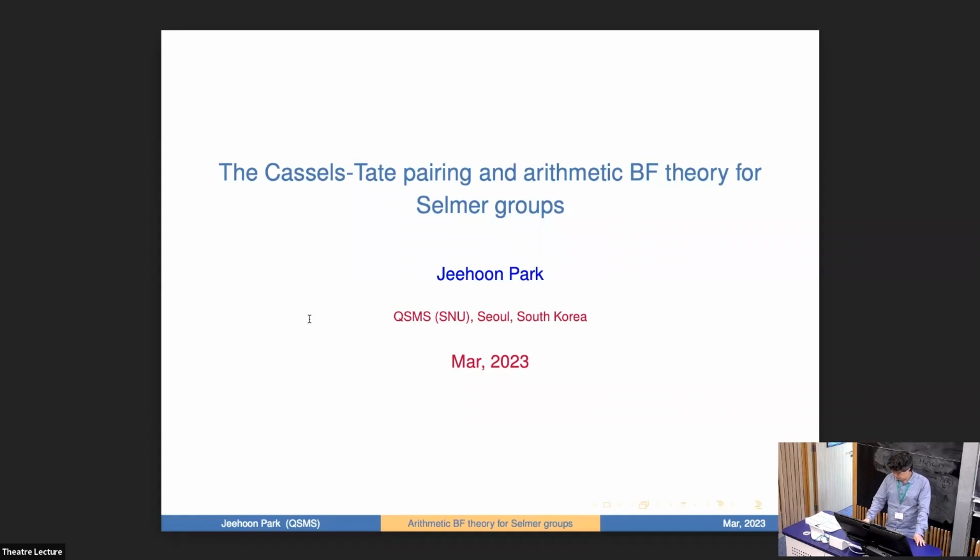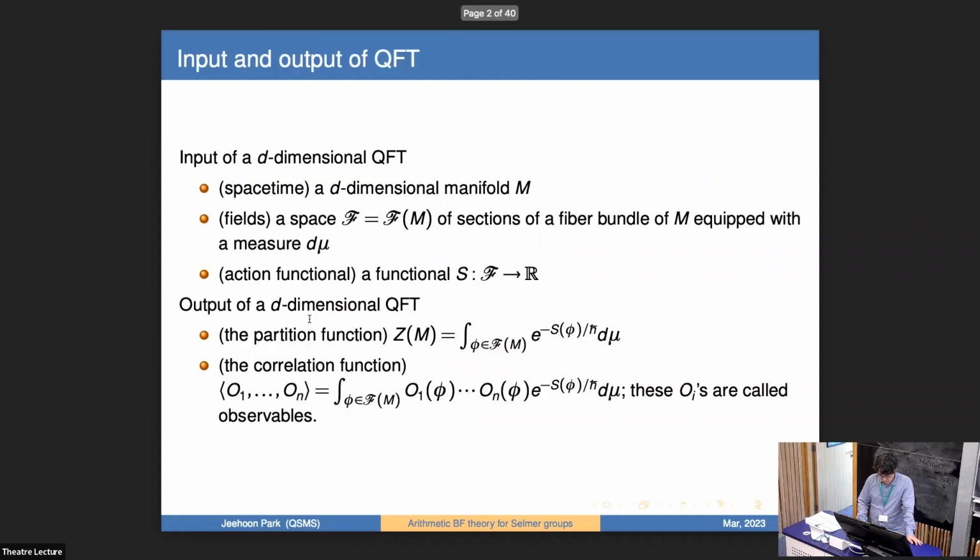So let me start. Let me just briefly say something about the physics. Actually, I'm doing some sort of physical mathematics, not mathematical physics. So physics leads a way to study certain structures of mathematics. What kind of structures can we expect from physics, like quantum field theory?